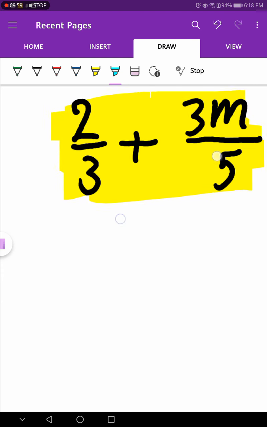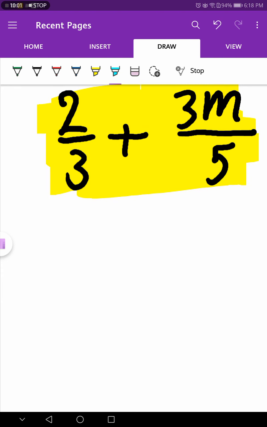Now we move to the side that has the variable. I have a fraction plus another. Can I combine them? Can I add 2 over 3 plus 3m over 5? No, I cannot, because the denominators are not equal. This is the first thing. The second thing, here we have m, and here we don't.